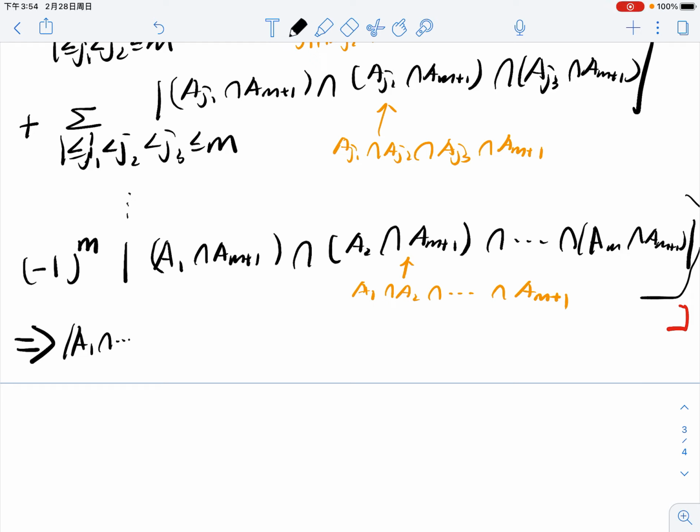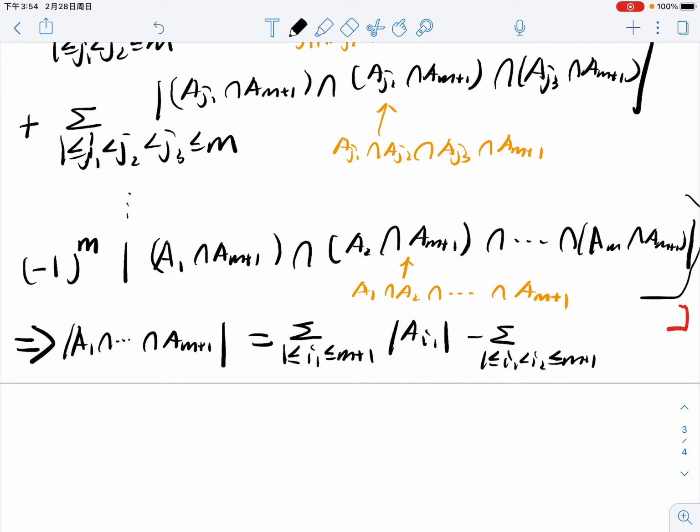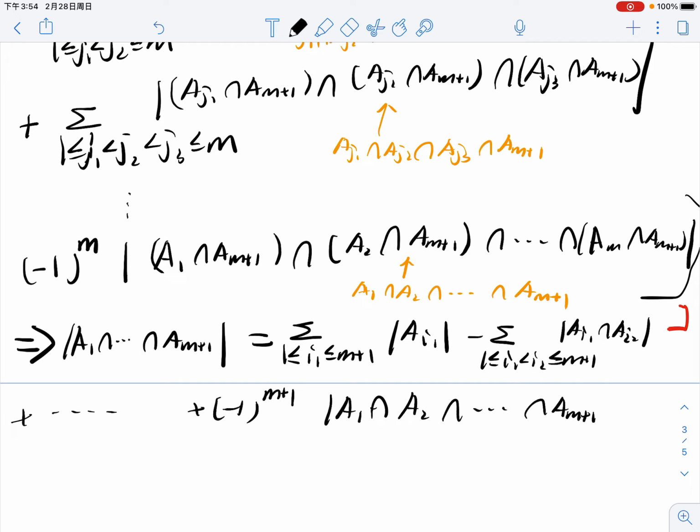Let me go slowly. The left hand side is the intersection of M plus 1 sets, and the right hand side is what we expect: the summation over I1 from 1 to M plus 1 of AI1, minus the summation over I1 less than I2 up to M plus 1 of the pairwise intersections, plus, and so on, minus 1 to the M plus 1's power times the full intersection. Okay, so by induction, we are done.